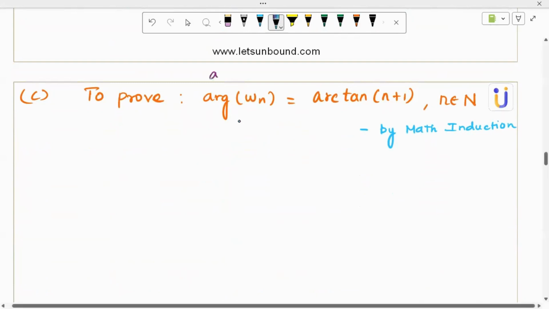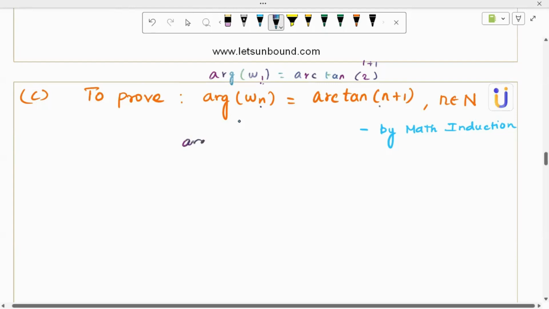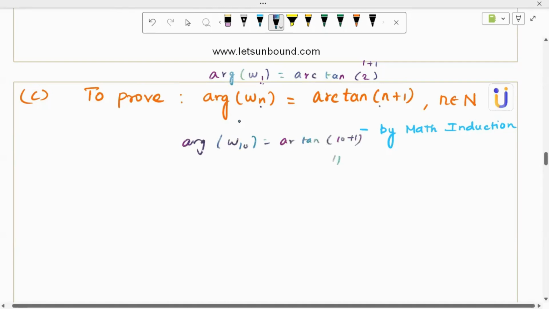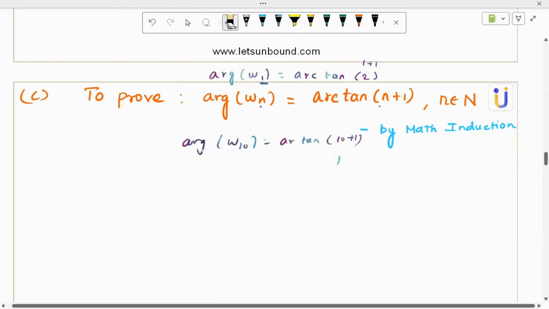So I just now proved argument of W1 is arc tan 2, which is 1 plus 1. So when 1 is replaced with n, 2 is replaced with n plus 1. So we can just analyze, okay, when it is argument of W10, it's arc tan 10 plus 1, which is 11. Whatever is used here, just put a plus 1 and it's tan inverse of that value. Okay, let's prove this using math induction.